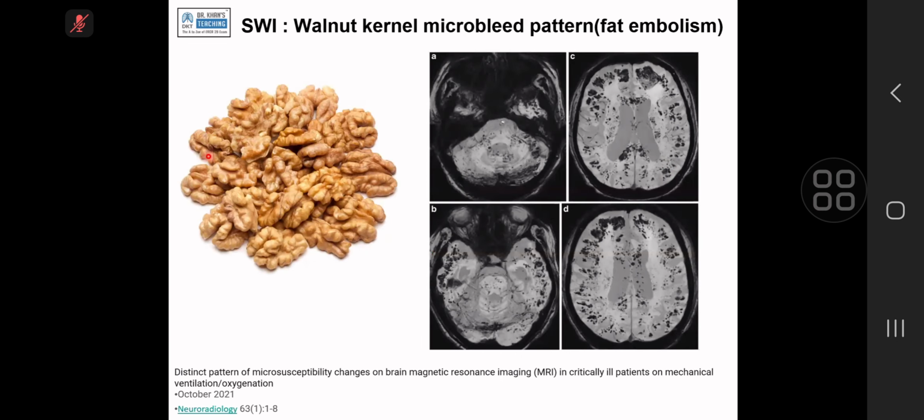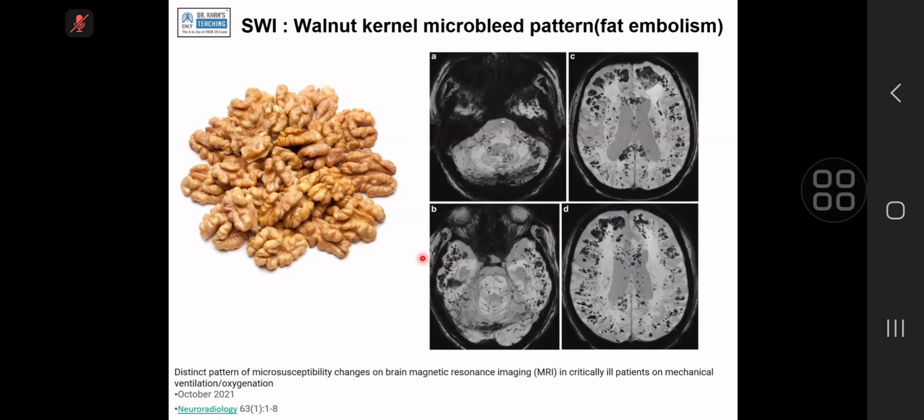And this is a walnut kernel. And this is from literature, and this is not unlike the case which I am showing you. If you see here, this is the corpus callosum. This is the splenium. This is the genu. And subcortical U fibers, external capsule, internal capsule, everything is involved. So look at the pattern: bilateral symmetrical, cortex is involved, cerebellum is involved.